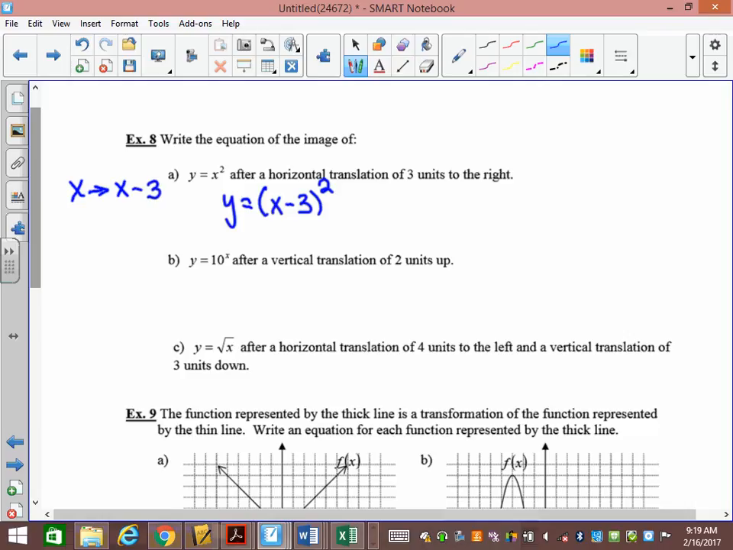Vertical translation of 2 up. So that's y, and my y is going to become y minus 2, because when we replace, we always do the opposite. So I'm going to take the y equals 10 to the power of x, take that y, throw it behind my back, and replace it with y minus 2, and it's going to equal 10 to the x. And we're going to add 2 to both sides, and we're going to get y equals 10 to the x plus 2.